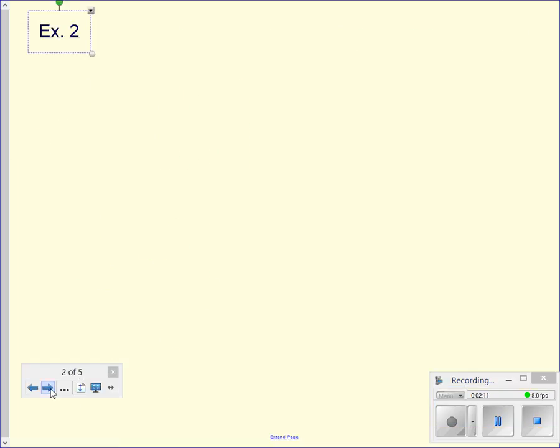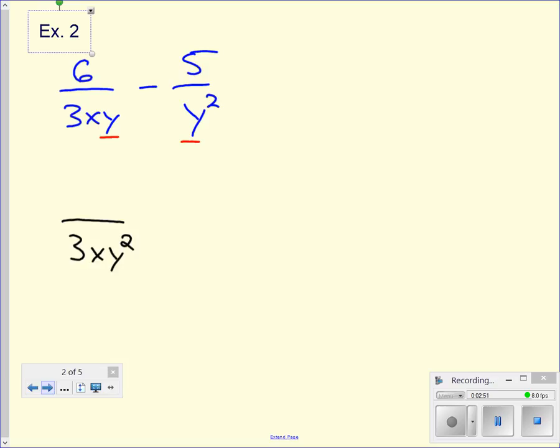Let's take a look at example number 2. This one I have 6 over 3xy, subtract 5 over y squared. Now, in this case it's not as obvious what the common denominator is. Sometimes you have to just take the two denominators and multiply them together. But in this case, I have a y on this side and a y on this side. So my common denominator is probably 3xy squared, a combination of them.